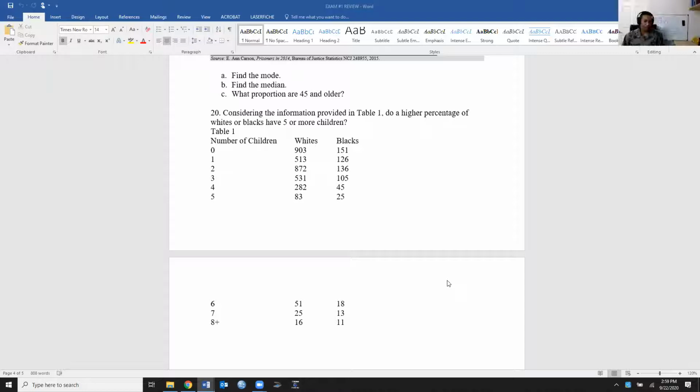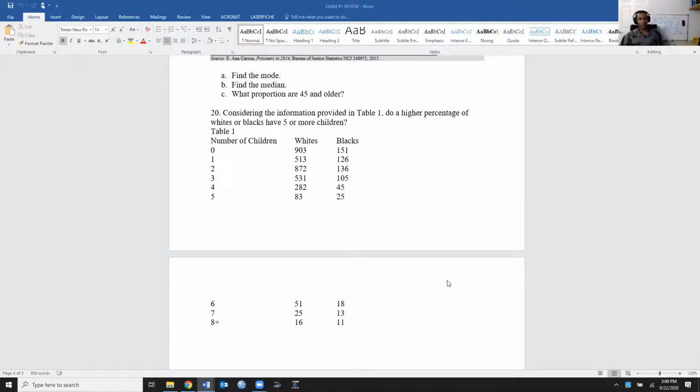Similar, you do, but you're looking at frequencies this time, right? So what you'd first have to do is find the n, to then find the proportion, to then find the percentage, right? So if we're looking at do a higher percentage of whites or blacks have 5 or more children, we'd have to find what that percentage is first. Everybody still with me?